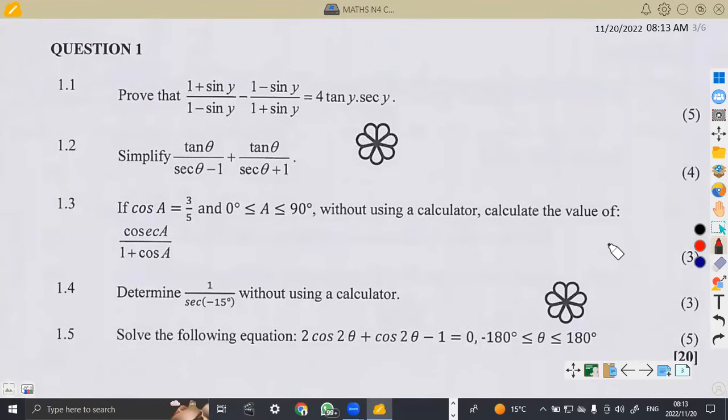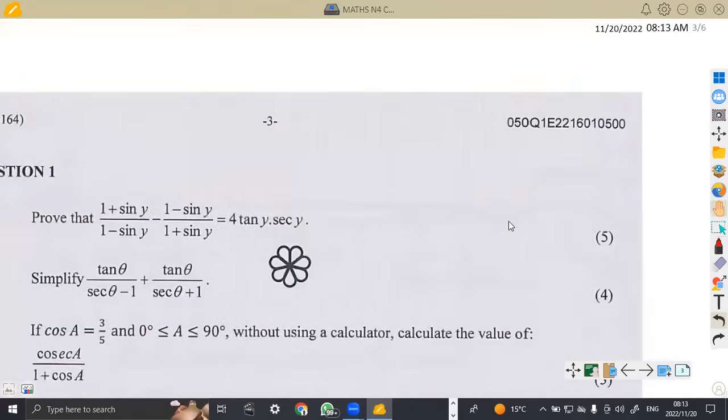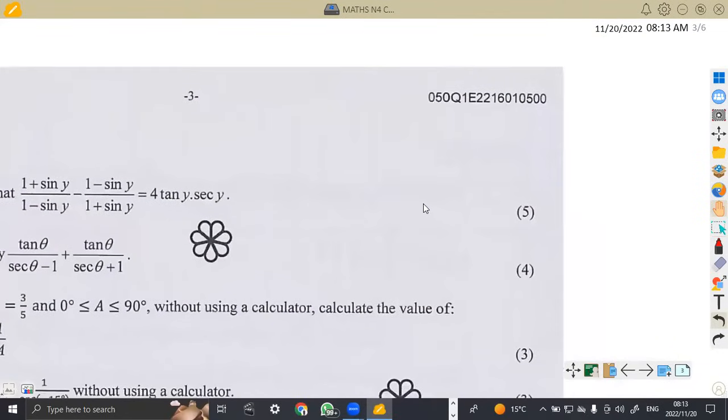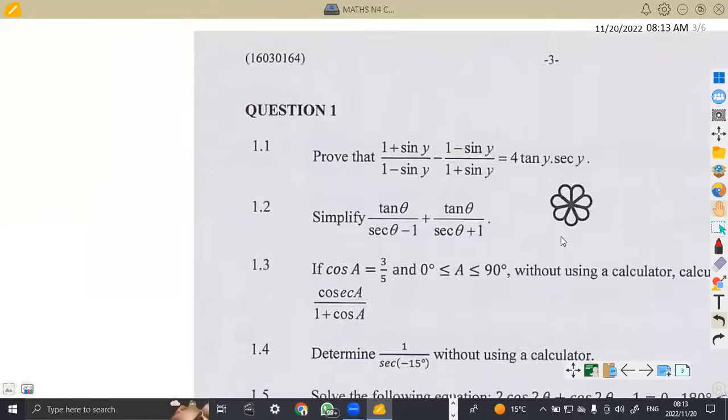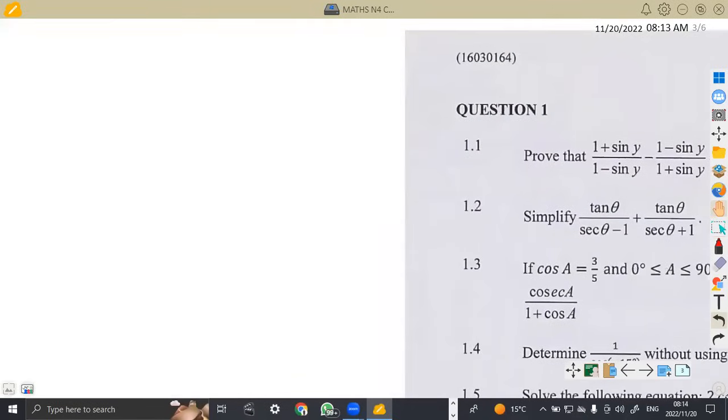So the first part was just to prove an identity. So I'm just going to simplify so that we can see what exactly was supposed to be done on this one. I can even write this question aside. Okay, let me just write it here. I think it can help us. All right, so I'm just going to rewrite this question here.